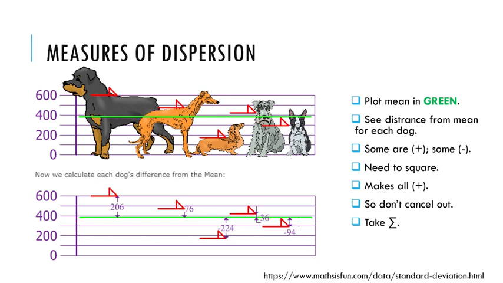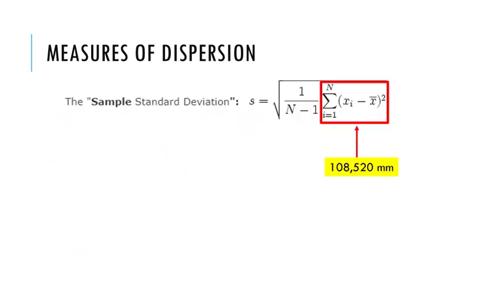All right. Then I need to take the sum. So remember, the equation for standard deviation is we want to look at xi minus x bar and square each one. So xi is each dog, x bar is my sample mean in green, and I want to look at the deviation for each, 206, 94, and that's what's in that parentheses, and I square them and take the sum. All right. So when I do that, when I square each one, and that makes it positive, and then I take the sum, I end up with 108,520 millimeters squared.